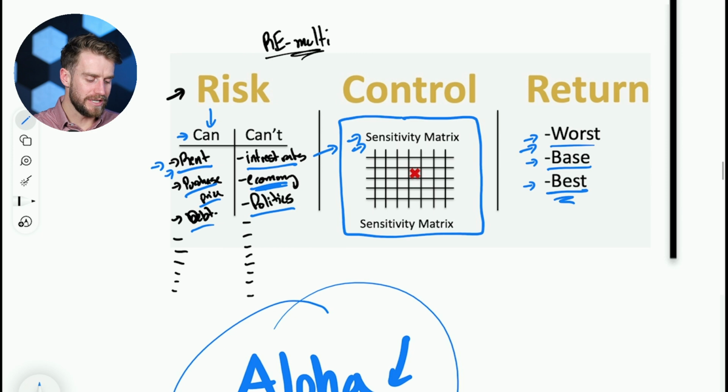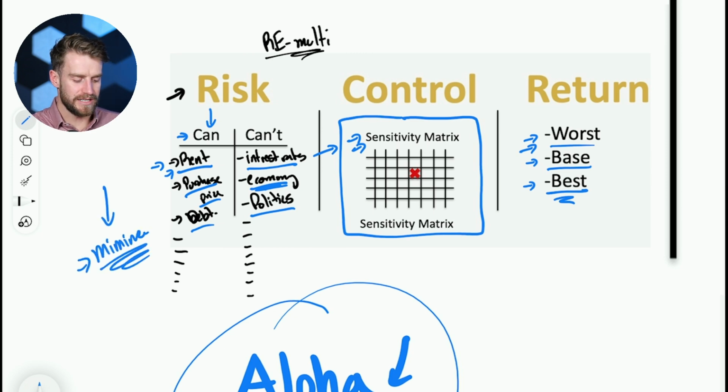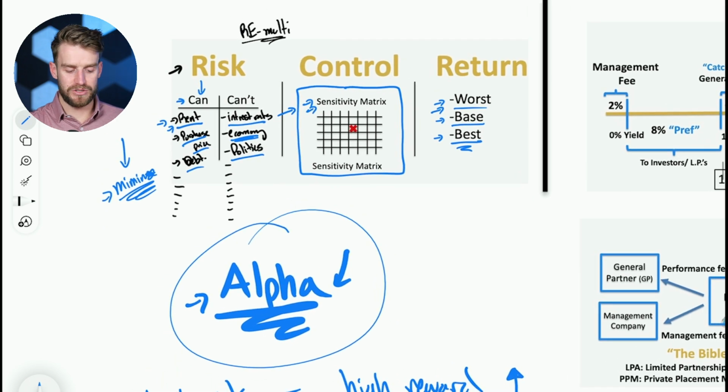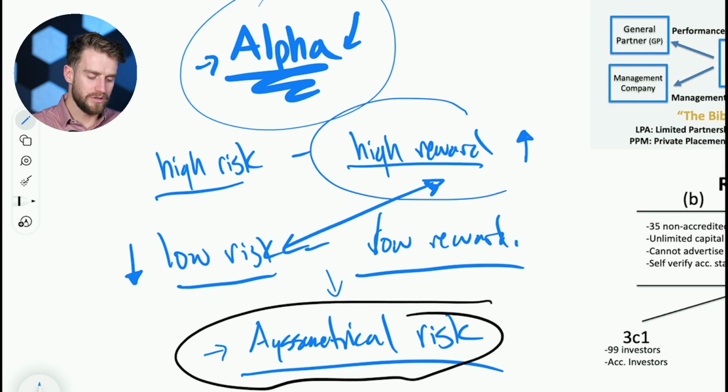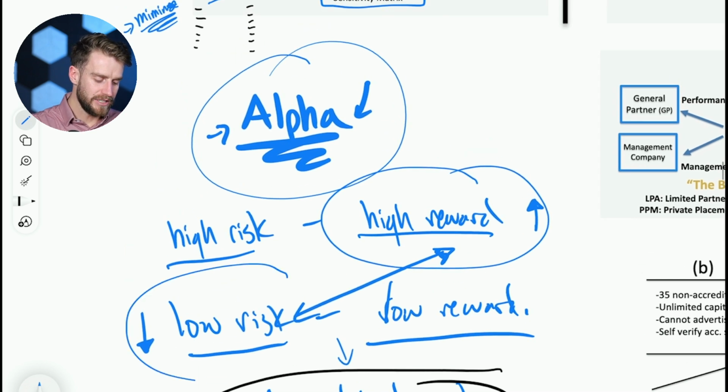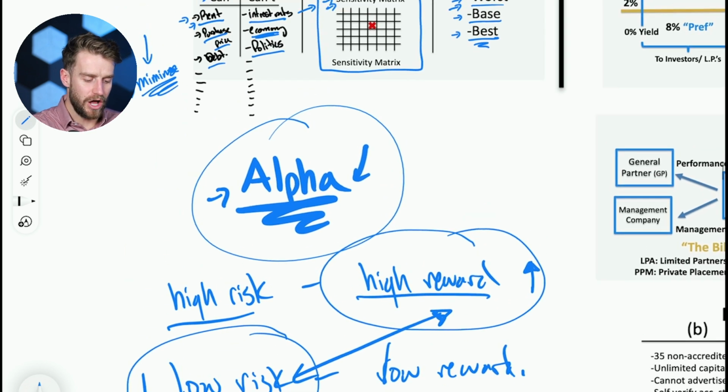And hopefully we can minimize risk. This is a process to minimize these risks so that our worst, base, and best case scenarios all rise. What we can show at the end of the day, to our internal teams, ourselves, or our investors, is that we have relatively high reward for relatively low risk, and we've mitigated a lot of these risks.